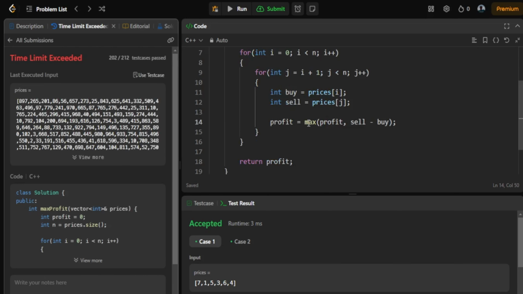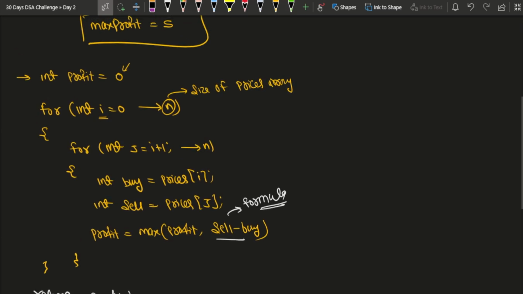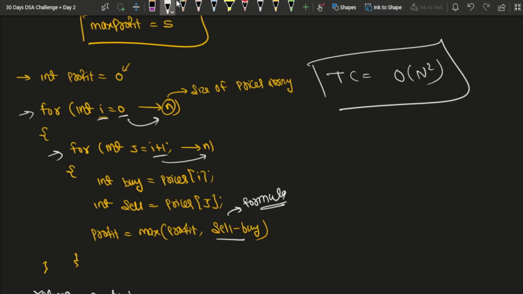But before optimizing the solution, let me just explain the time complexity and space complexity. The time complexity is going to be near about O of n square. Why? Because we are running two loops, one from 0 to n and another from i plus 1 up to n, right? So the time complexity will be around O of n square, and the space complexity for this solution is going to be O of n, right?